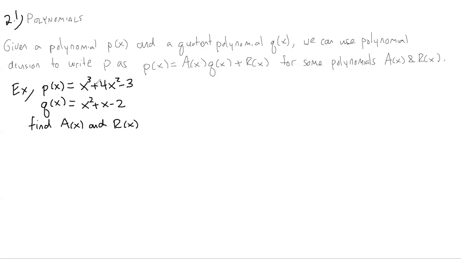So I've started off with an example. P of x is x cubed plus 4x squared minus 3, and q of x is x squared plus x minus 2. And what I want to do is basically find the corresponding a and r.